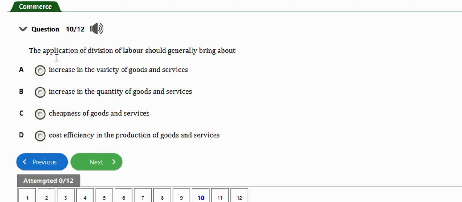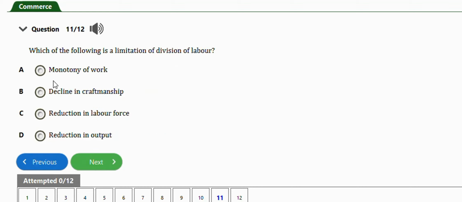Next question. The application of division of labor should generally bring about increased variety of goods and services, increase in the quantity of goods and services, cheapness of goods and services, cost efficiency in the production of goods and services. The right answer is option B. It brings about increase in the quantity of goods and services. Next question. Which of the following is a limitation of division of labor? The limitation is monotony of work. Option A. So that's the right answer.